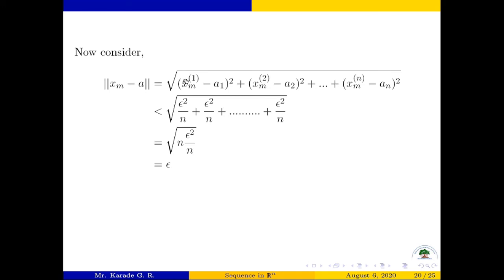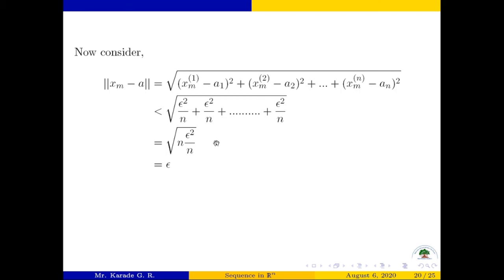And we know that each of these terms in the square root is less than epsilon square upon n. Therefore, instead of this term we put in epsilon square upon n, and we put here greater than sign. Okay, so this term is greater than this. So epsilon square upon n is greater than the first term, epsilon square upon n is greater than the second term, dot dot dot, epsilon square upon n is greater than this last nth term.